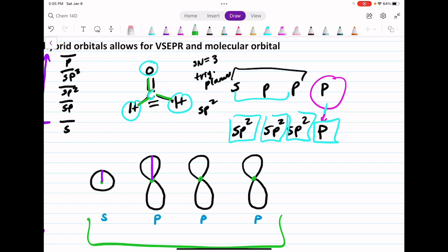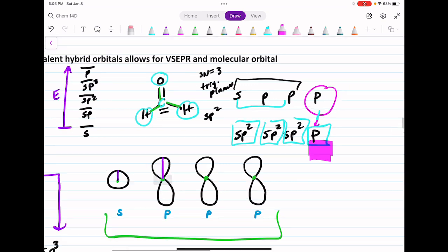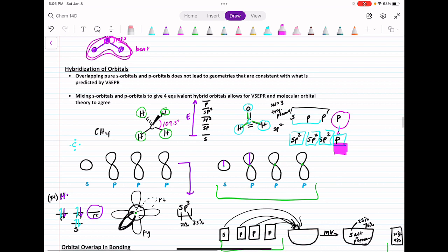So that's why we get that hybridization, is because we need to set aside a pure p orbital for pi bonding. And when we do that, there's only an s and 2 p orbitals left. And so when we hybridize those to get equivalent orbitals, we get 3 equivalent sp2 orbitals. Okay. Hopefully so far so good.